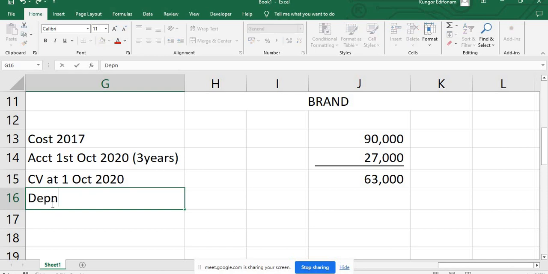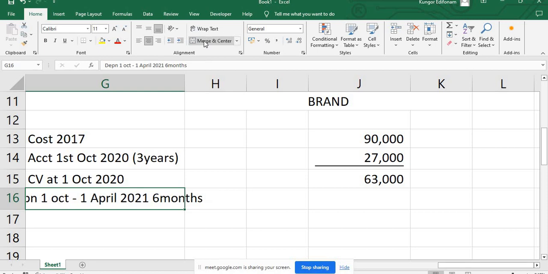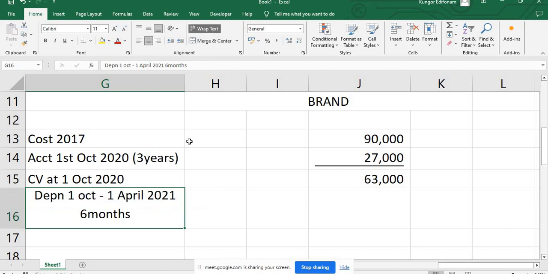So now we need to find depreciation from 1st October. From 1st October 2020 to 1st April 2021, that is 6 months. That one is 6 months.